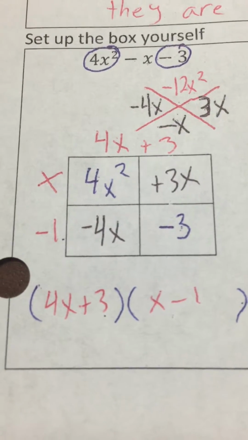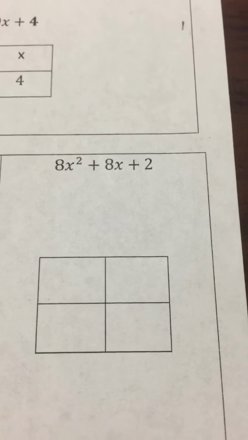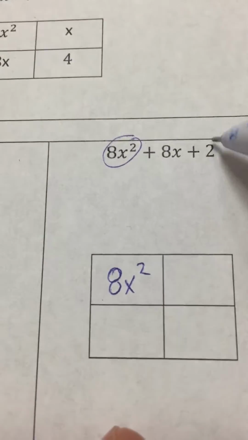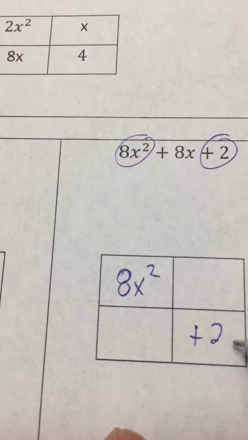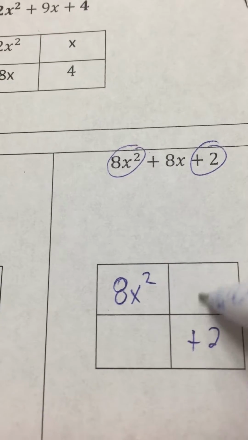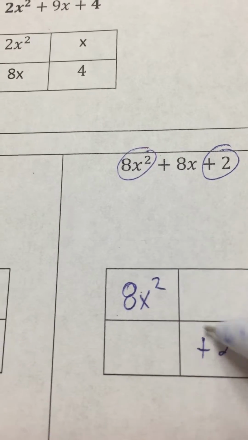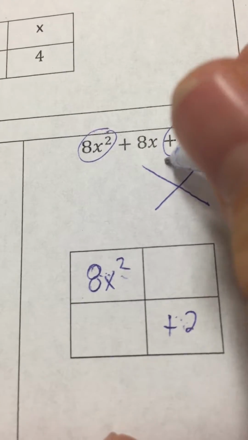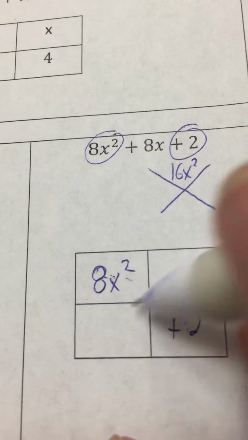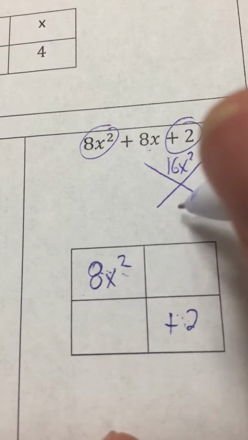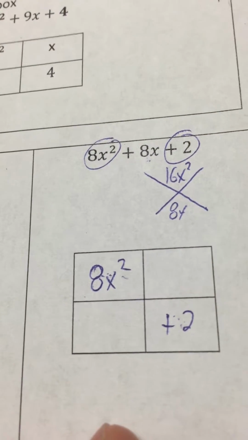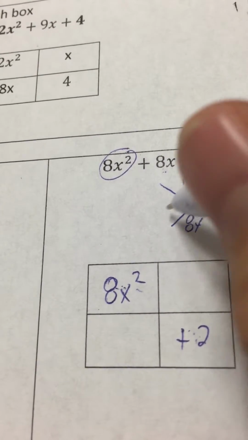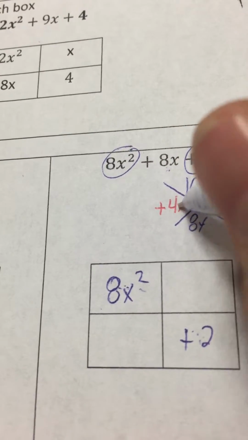All right, let's try one more example. Here I'm going to put the 8x squared in the first box and the +2 in the bottom right box. I want my two numbers in this diagonal to multiply to 16x squared, and when I put these two together, they should add up to my 8x. So what two numbers do that? Well, 2 and 8 would add up to 10, so that doesn't work. But you could do 4x and 4x.